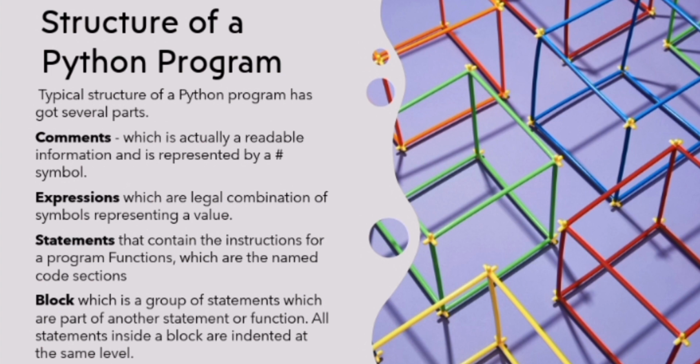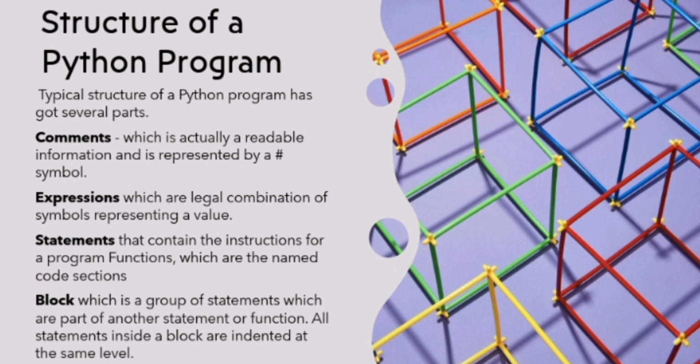Statements can contain various instructions for a program. And then we have functions, which are the named code sections. And last of all, we have a block. The block always contains a group of statements, but it has one header line. Header line means at the top, if there is an if statement or a function name, that becomes a header line, which is followed by a colon. And beneath it, we can have 2-3 statements.